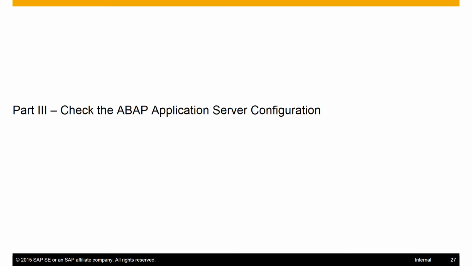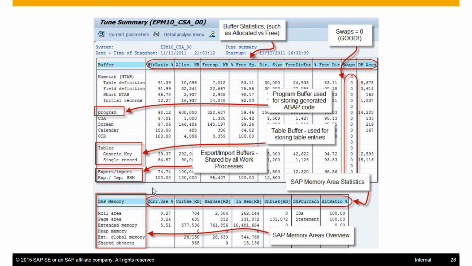Part 3 of our session is on ABAP application server configuration. BPC is installed as an add-on to BW, so as a consequence, tuning BPC means properly tuning BW to start off. Just as with database tuning, ABAP tuning is a very complex process, and having a basis and a BW expert involved during this section can greatly improve the results of the process.